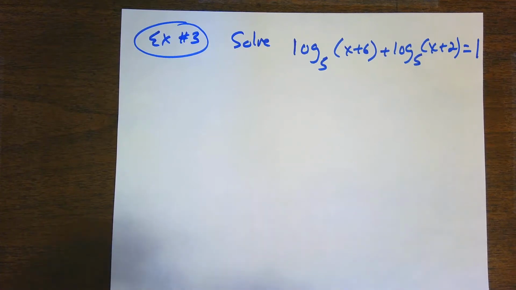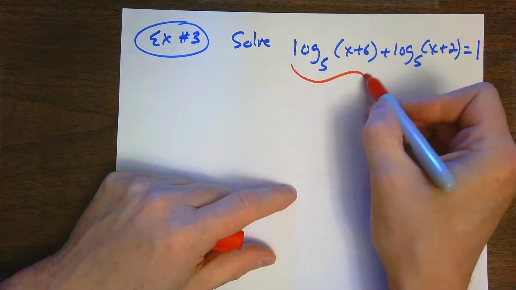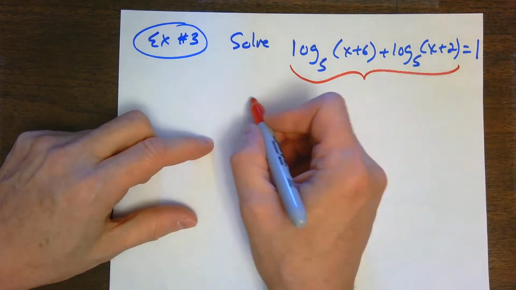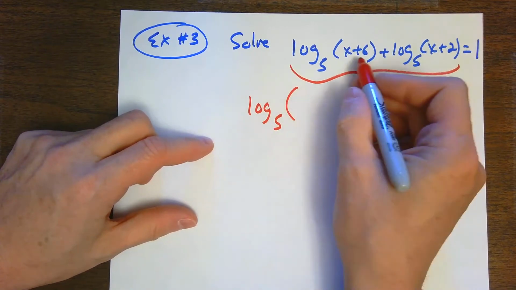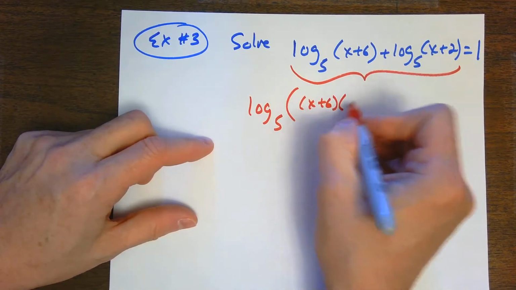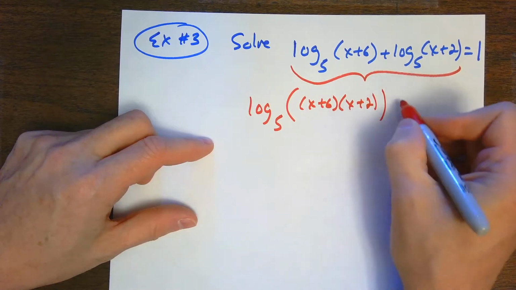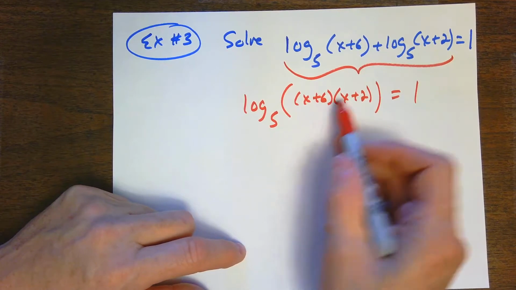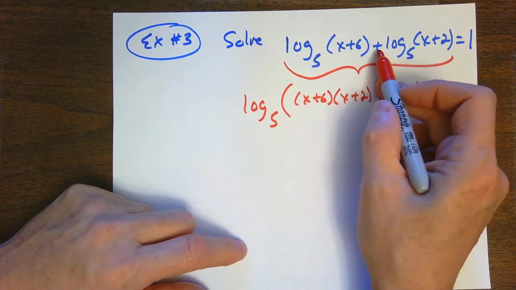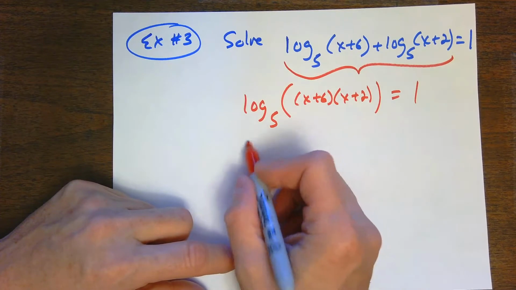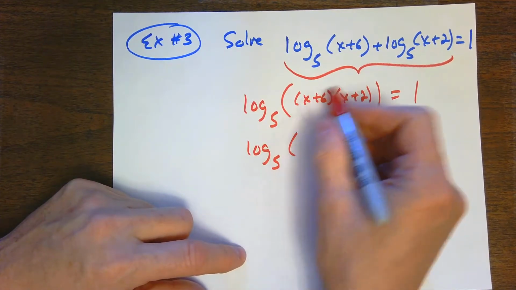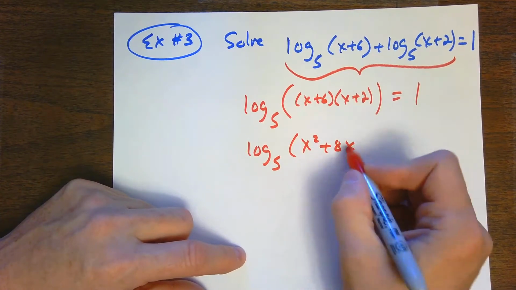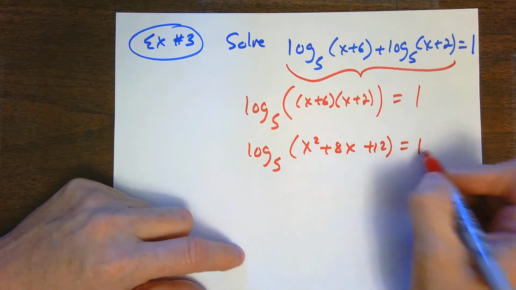The first thing that occurs to me is that I can combine these two logarithms. Product rule. If I combine them, I'm going to get log base 5 of (x + 6) times (x + 2) equals 1. I'm going to simplify the argument here. Remember, product means adding them. I'm going to FOIL these out, and I get log base 5 of x squared plus 2x plus 6x plus 12 equals 1.